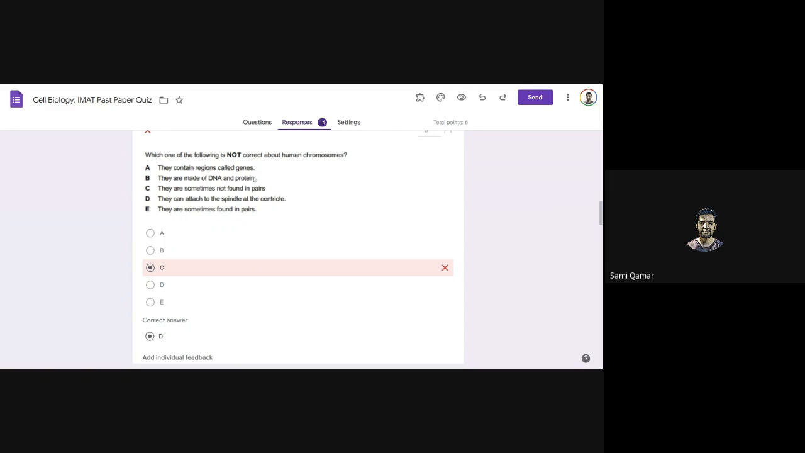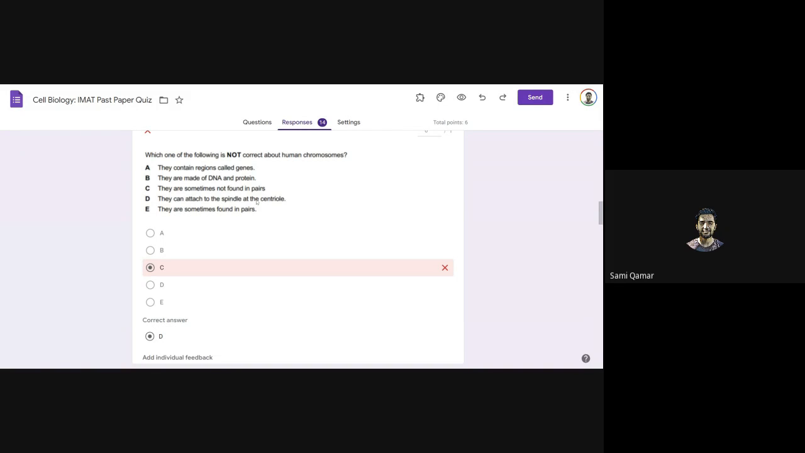So it is true. They are made of DNA and protein. Yeah, this is true. Histone and DNA. We have talked about it. They are sometimes not found in pairs. Yeah, they can be. We talked about haploids. Haploid we did talk about. So C is also true.